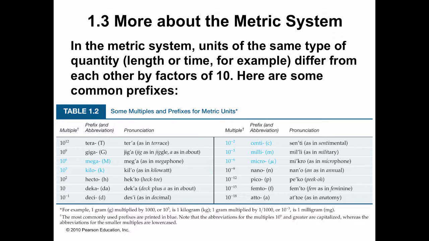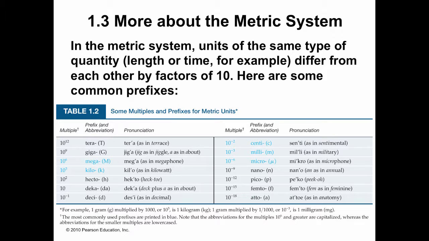In the metric system, the reason that they like the metric system is that the units are the same type of quantity, in other words, length or time, and then they differ by factors of 10, or sometimes I'll say magnitude or orders of magnitude, but it's really just a factor of 10, 10 raised to the first power, second power, third power, and so on and so forth.